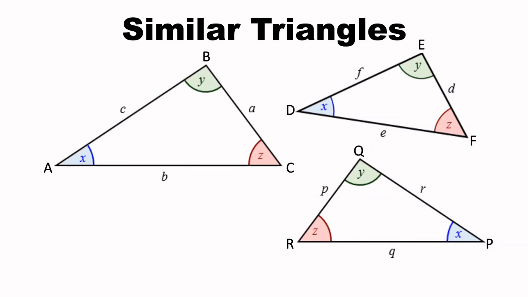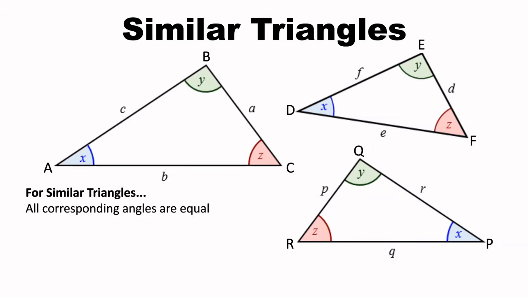These three triangles, triangle ABC, DEF, and PQR, are all similar triangles because these triangles all have equal corresponding angles. That's not to say that all angles of each triangle are equal. They're not equilateral triangles, but all triangles have one angle which is labeled x, one angle that's labeled y, and one angle that's labeled z.